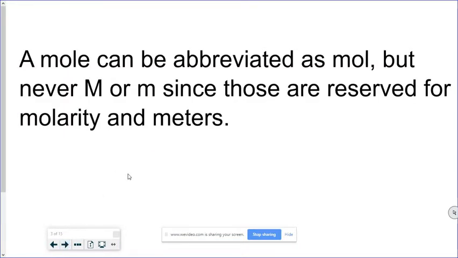A couple things you need to know: mole can be abbreviated MOL. I know that's a great shortening, isn't it? We can never use capital M or lowercase m. Capital M stands for molarity, which we're going to use starting second semester, and lowercase m means meters, so we can't use those. But we can use MOLE or MOL.